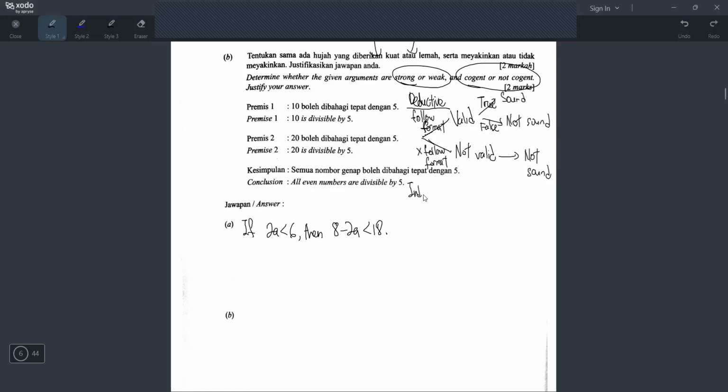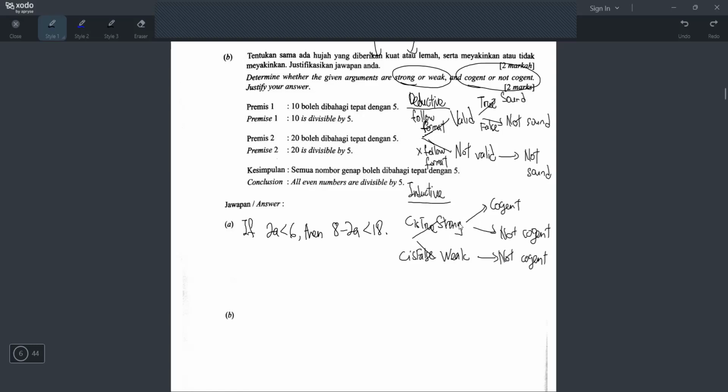Okay, now let's talk about inductive. For inductive, they will ask you strong or weak, right? And how you know it's strong or weak is you look at the conclusion. If the conclusion is true, then it's strong. If the conclusion is false, then it's weak. But after they ask you strong or weak, they can also ask you cogent or not cogent. But you need to know that if the argument is weak, it's automatically not cogent. It means if the conclusion is false, you don't have to look at the premises anymore. It's automatically not cogent.